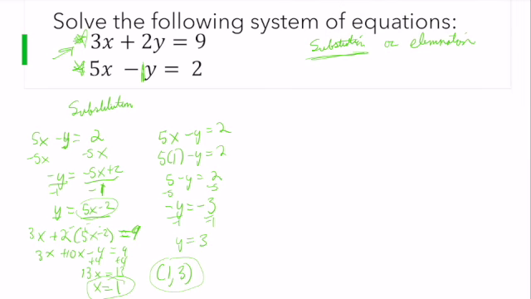Next, let's go ahead and do elimination. So elimination is when I multiply either of the equations by a constant so that one set of coefficients, either on the x or the y, are additive inverses. And remember, additive inverses are numbers that add up to 0. So like negative 3 and 3 are an example of additive inverses.